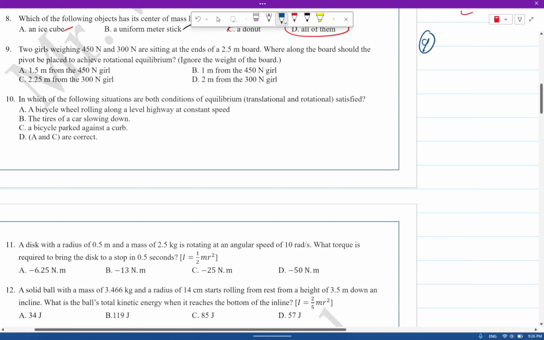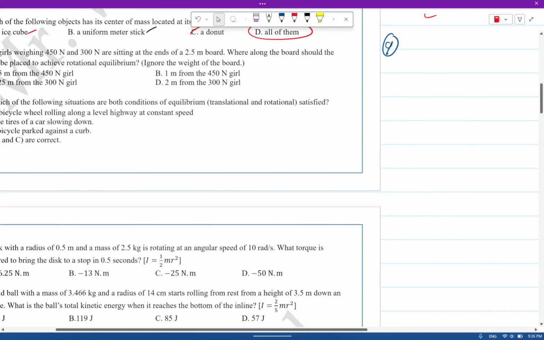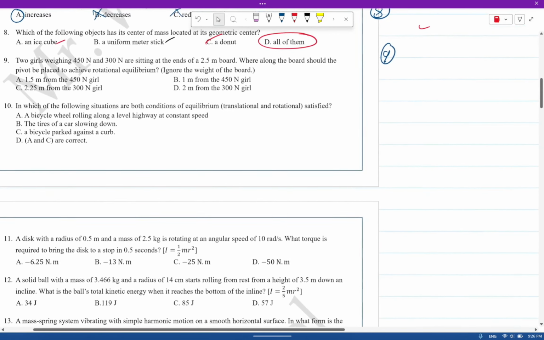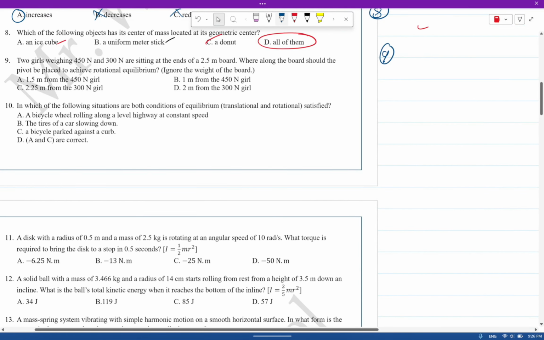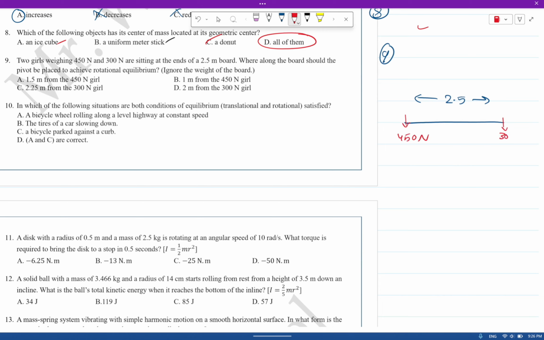So there's basically a board. Let me zoom out a bit so you have enough space. The length of this board is basically 2.5 meters. 2 girls are sitting on this. One of them is 450 Newton, the other one is 300 Newton. Now, where along the board do we have to place the pivot so that we can achieve equilibrium?